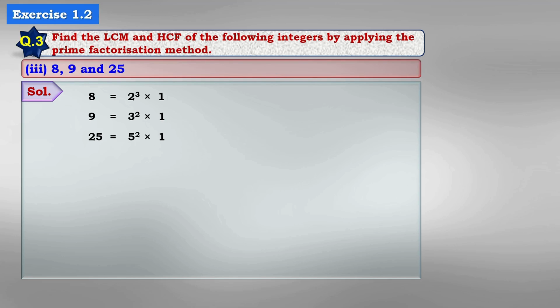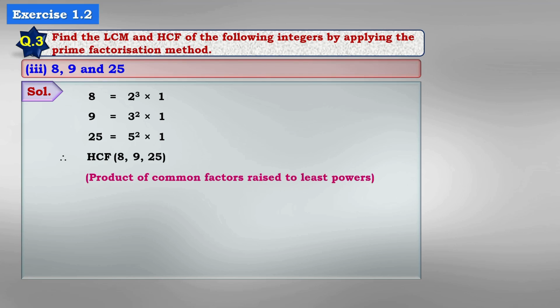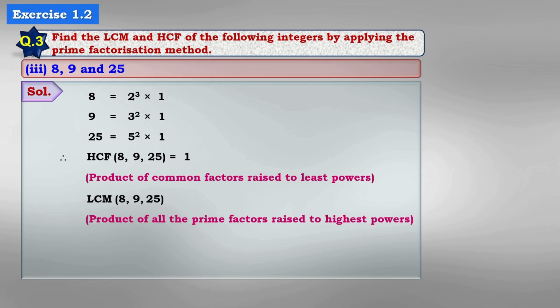So here also, if you take a look, there are no common factors between these three numbers except 1. So HCF will always be 1 over here, and LCM will be 2 to the power 3 into 3 to the power 2 into 5 to the power 2, because we have to consider all the prime factors with the highest power for LCM. Okay, so LCM we got 1800.